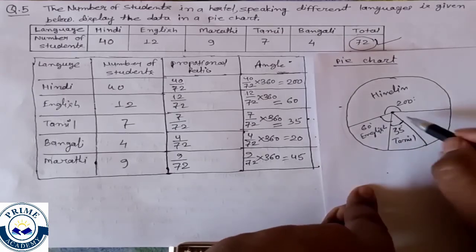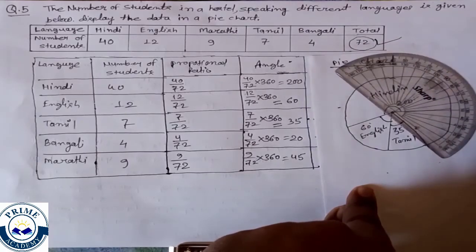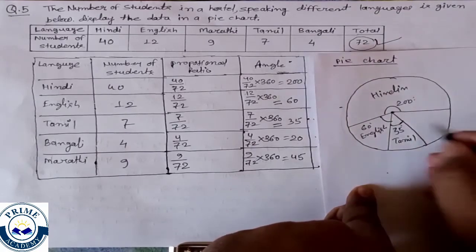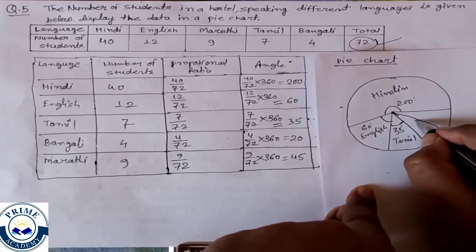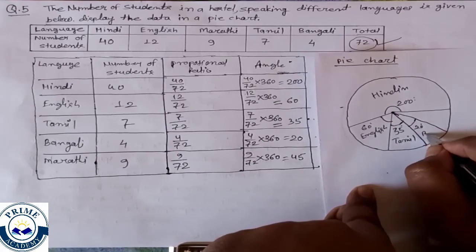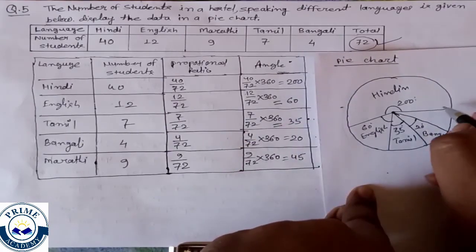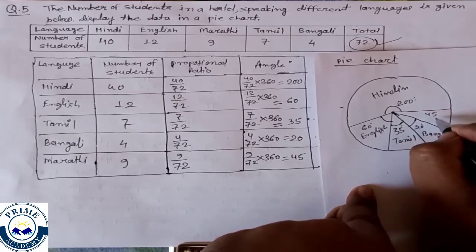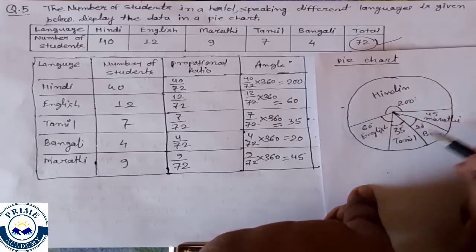Right? Now next one, for 20 degrees, you mark it again with the help of the protractor, you just mark 20 over here, you will get this is 20 degrees for what? For Bengali, right? Now next one is Marathi, this will be 45 for Marathi, right? So this will complete your pie chart, right?